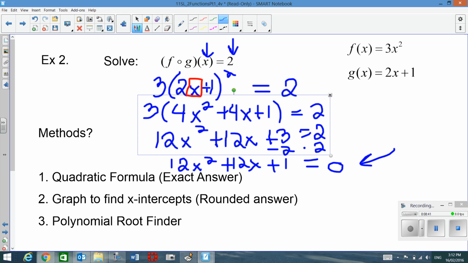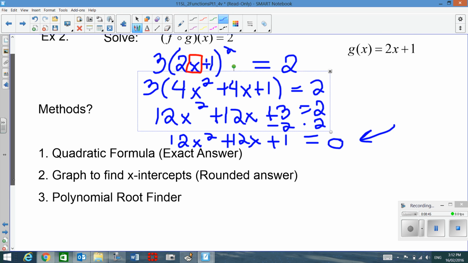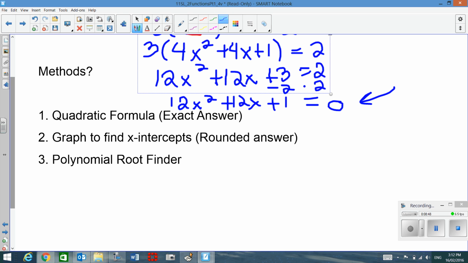You guys have tons of options on how to do this. This one will not factor, so your choices are, do I use the quadratic formula, which we know how to do, so I'm just going to put a star by that one. That's a familiar one to us. Should I graph it and then look for the x-intercepts? Again, that one should feel pretty familiar to us.